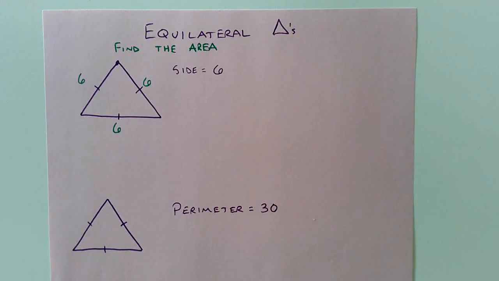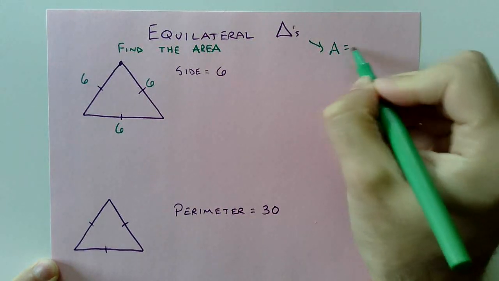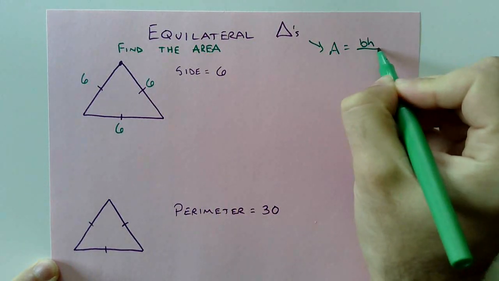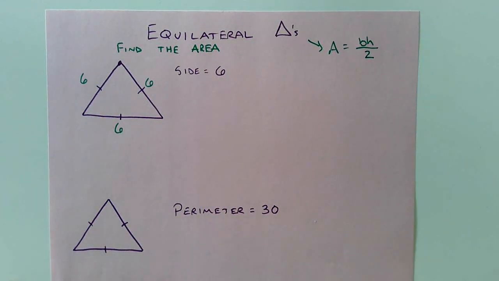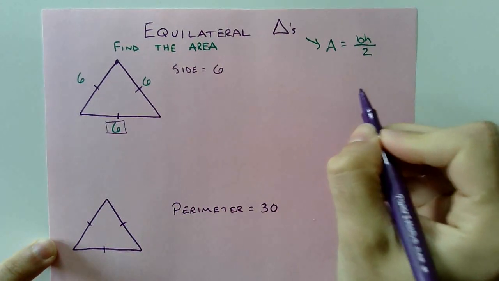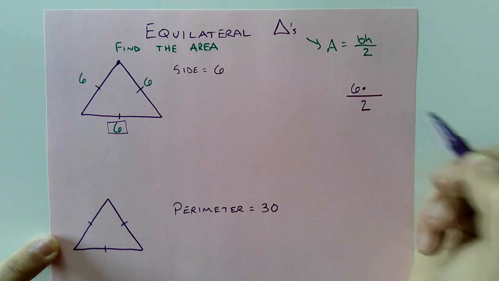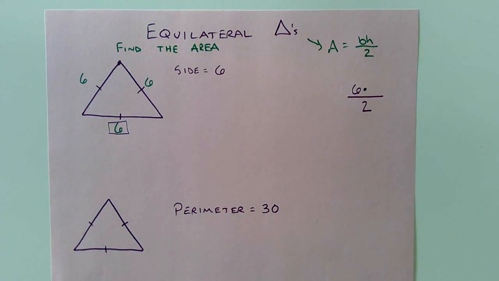Now, if we go back to finding the area of a triangle, the area formula for a triangle is base times height divided by 2. So we need to know the base of the triangle, and we need to know the height of the triangle. In our current situation, we know the base. The base is 6. So I have 6 times h divided by 2. I don't know what h is, so I have to find h.